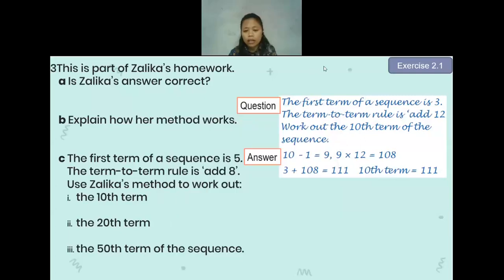Is it okay if I start the class now? If it is already clear enough? Okay, then I will repeat again, starting from question 3.